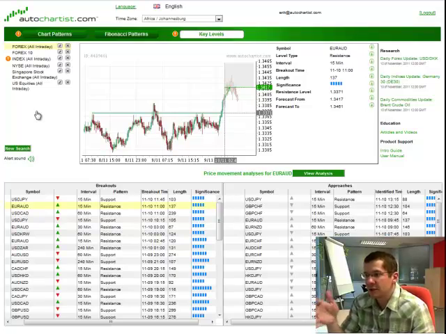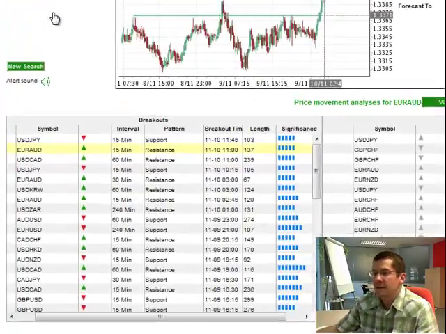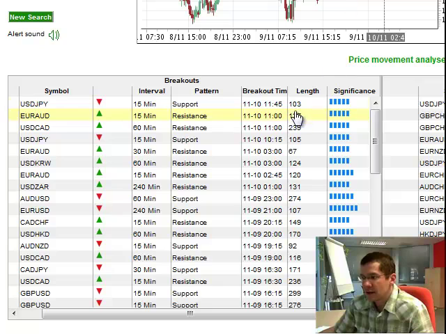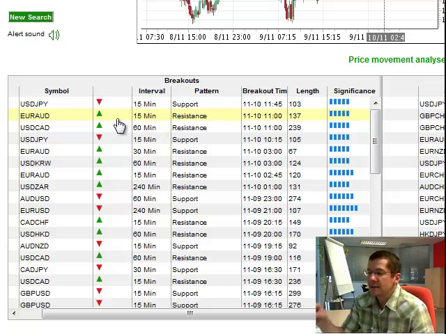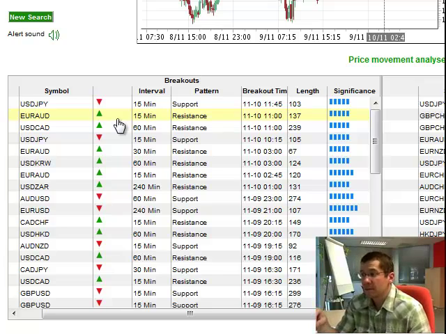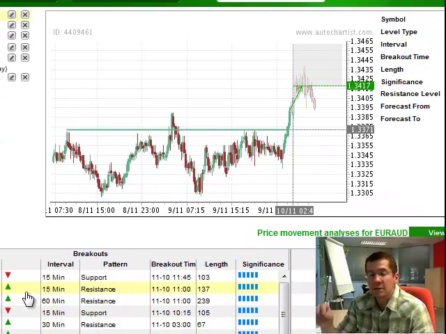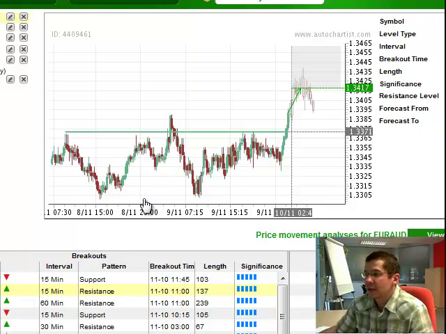With this particular search on Forex symbols, the latest ones are just listed down here. This particular opportunity was identified at 11 o'clock this morning. Now it's already past 1 in the afternoon, 1:30. And since it is on a 15-minute interval, there's obviously quite a few candles that have completed since then. We can see over here.